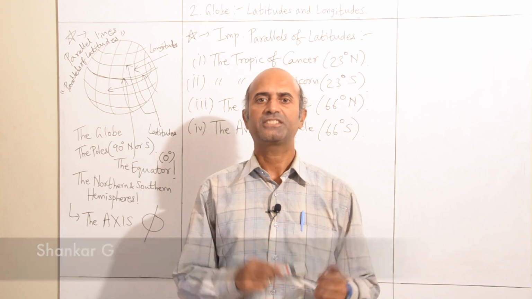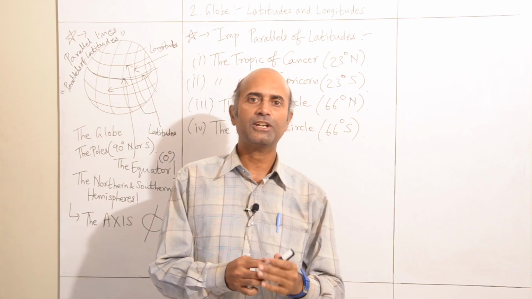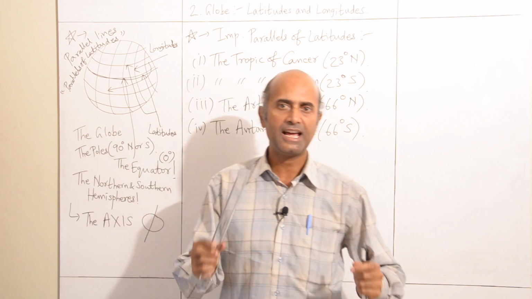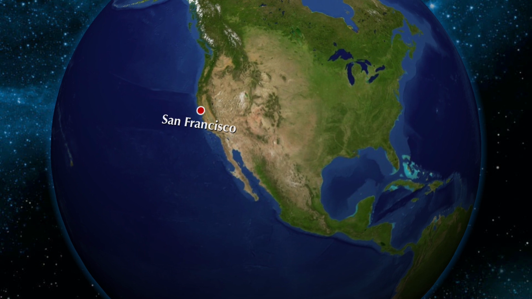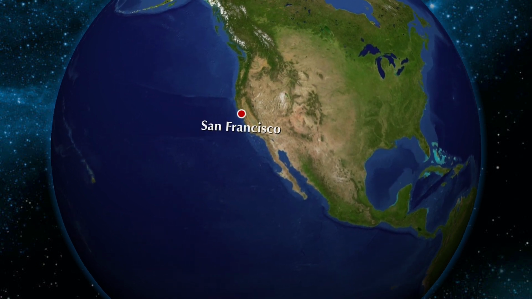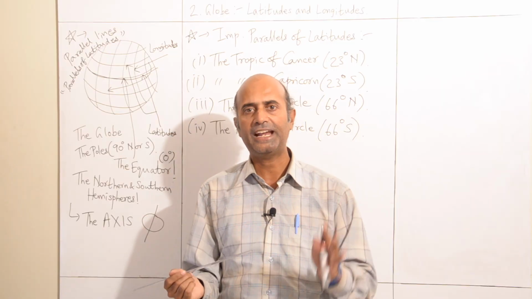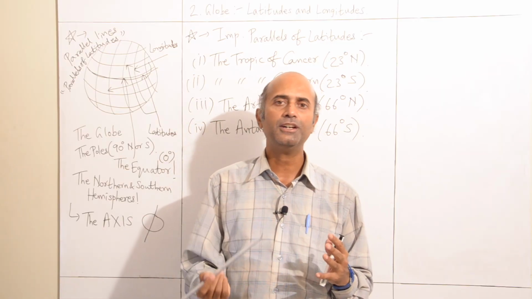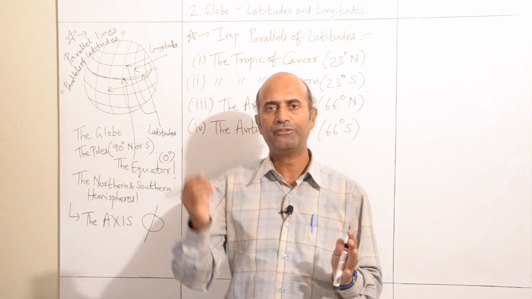Now we'll take a look at Chapter 2, Globe, Latitudes and Longitudes. Latitudes and longitudes are very crucial lines for navigation. The globe is the representation of the earth on a small scale, so that you can rotate it and you can actually feel how the earth is rotating and revolving around the sun. So you can understand the earth in a much better way if you have the globe.